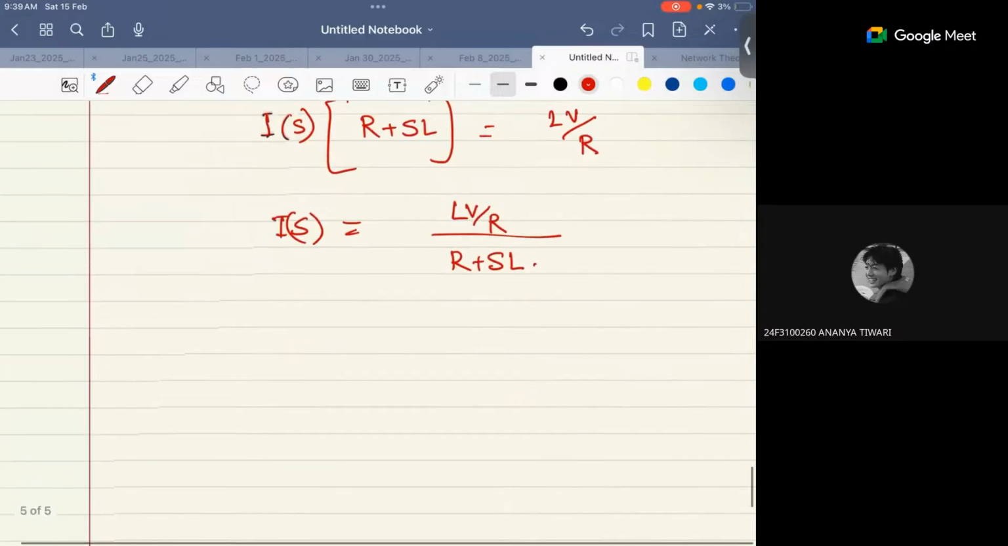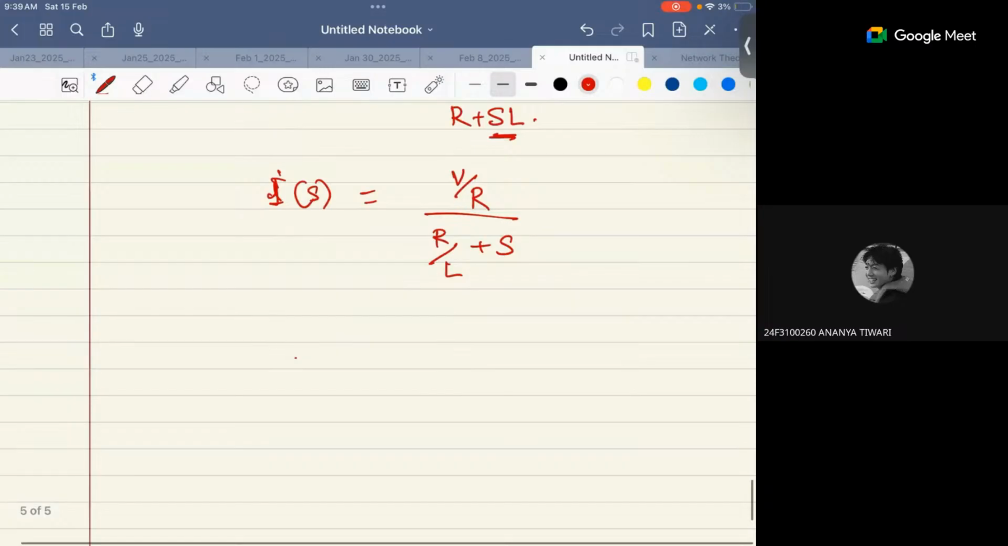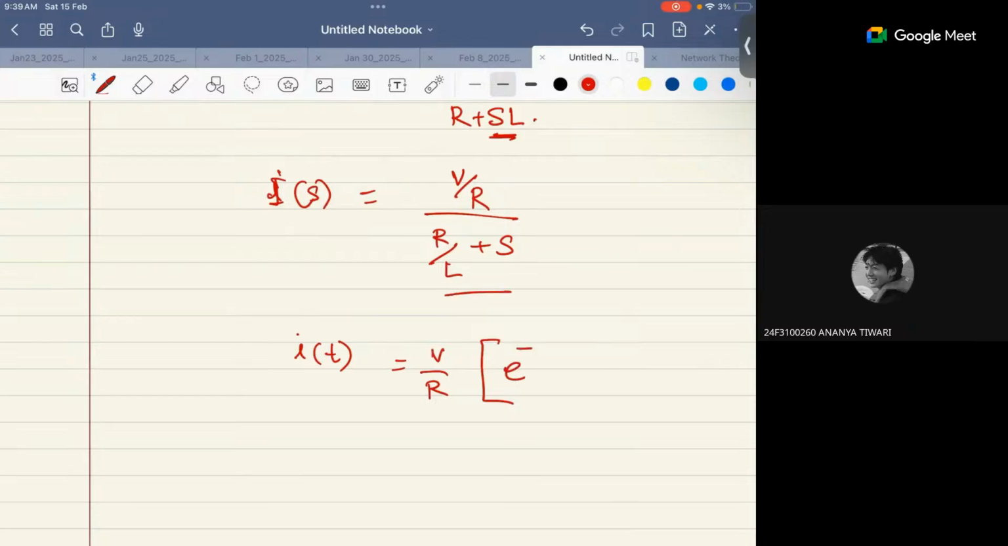Now you can calculate i of t from here by taking the inverse transform. If you divide everything by L, it will be R by L plus s. So this is I of s, and if you calculate i of t, it will be V by R as a constant, times e to the power minus t times R by L. So this is the current.